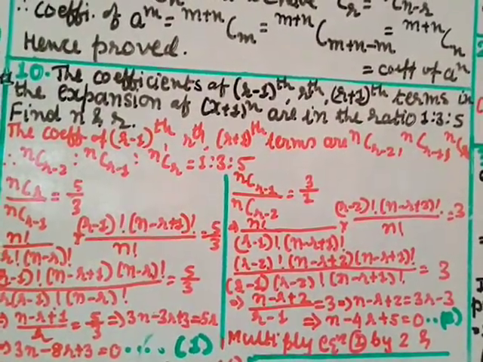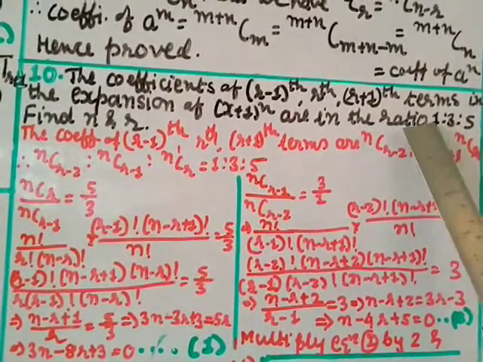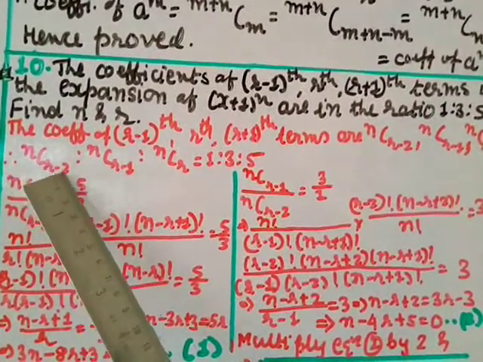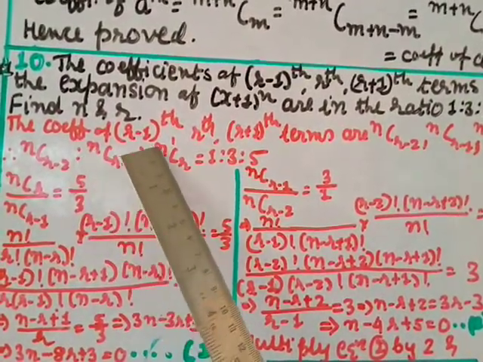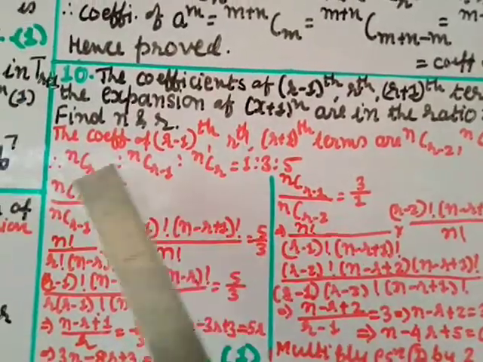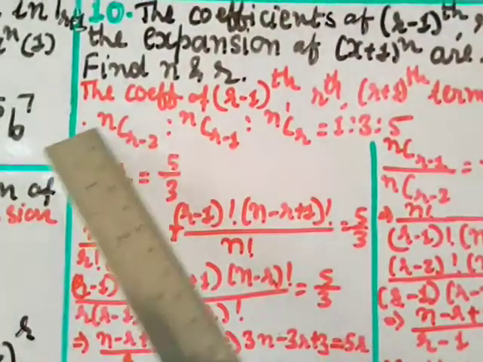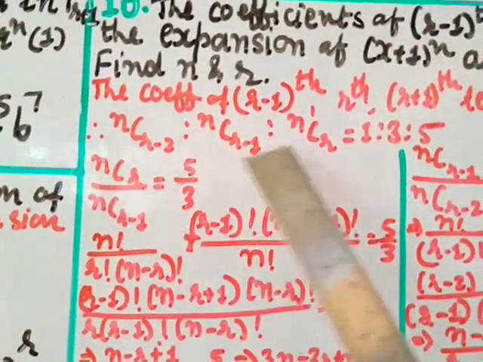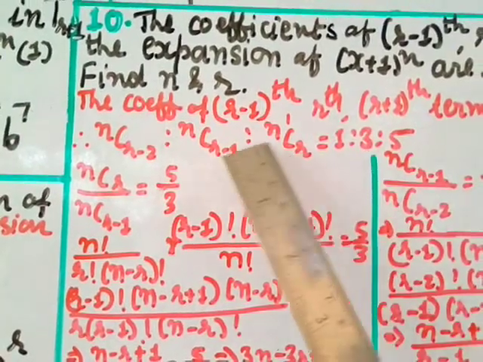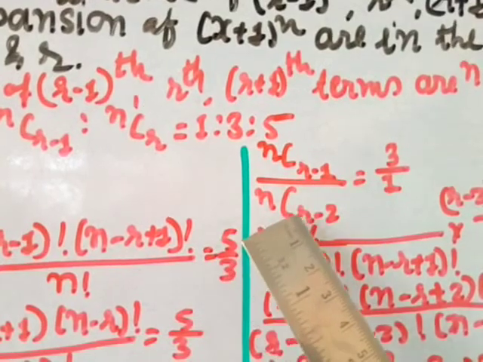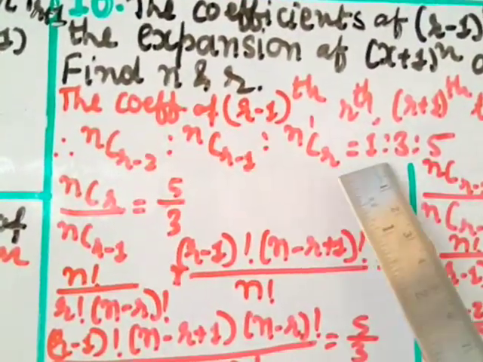Now the ratio is given for these three, 1:3:5. So we write this in ratio form: nC(r minus 2) is to nC(r minus 1) is to nCr equal to 1:3:5. Now I'll separate this in two ways. One is nCr divided by nC(r minus 1) equal to 5/3. Similarly, nC(r minus 1) divided by nC(r minus 2) equal to 3/1. So we'll simplify separately.